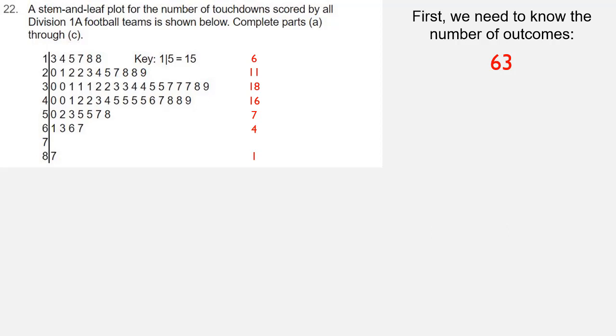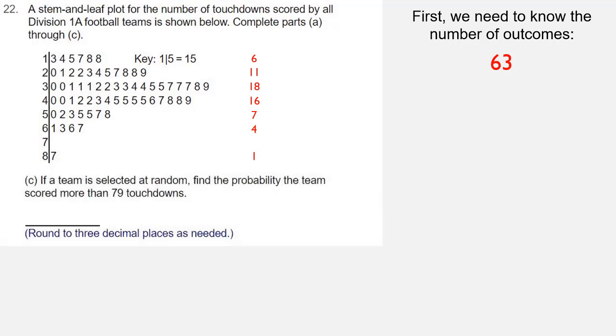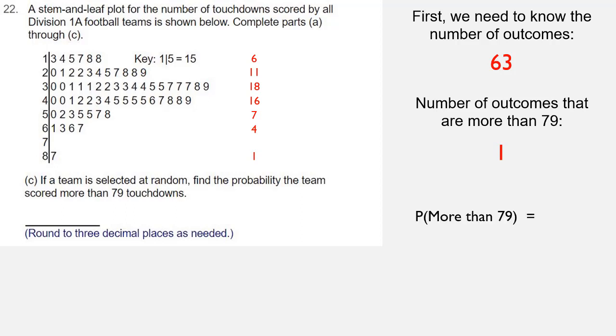For part C, if a team is selected at random, find the probability the team scored more than 79 touchdowns. More than 79 touchdowns, there's only one outcome that fits that, the outcome of 87. So the probability here will be 1 out of 63, which as a decimal rounded to 3 places is 0.016. That's the answer to part C.